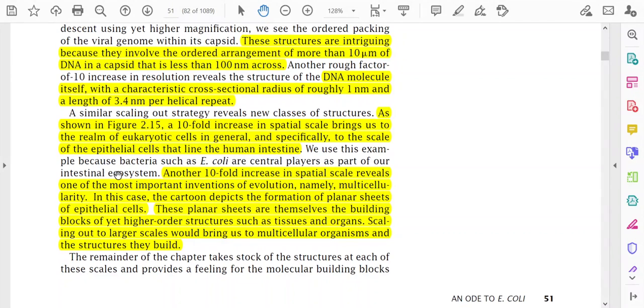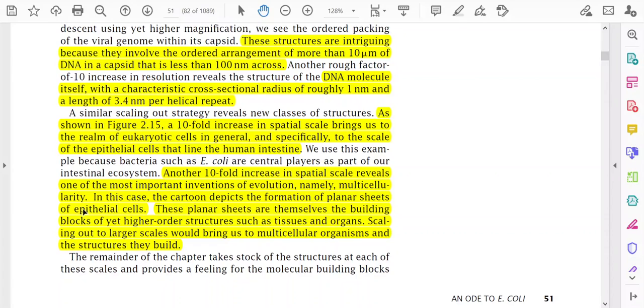and we use this example because bacteria such as E. coli are the central players as part of our intestinal ecosystem. So that is why we have used this example. Now if we move another tenfold, another tenfold increase in spatial scale reveals one of the most important inventions of evolution, namely multicellularity.